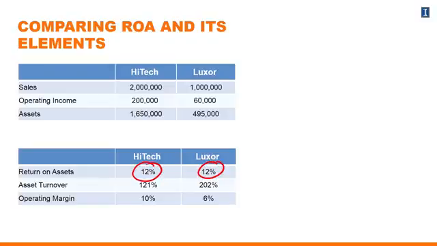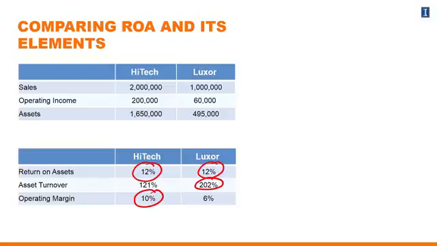So let's reflect on the other two ratios that we calculated for these two companies. The asset turnover. Luxor has an asset turnover of 202%. It's taking its assets and is able to generate quite a large number of sales relative to the amount of assets that it has invested in. The operating margin is higher for Hi-Tech, and it's lower for Luxor. And that's how we got the return on assets for both these companies to be exactly the same.